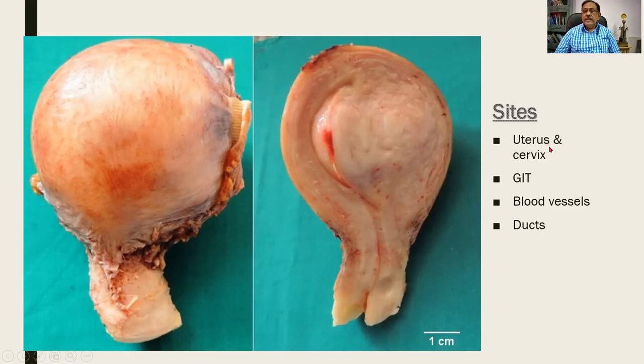The common sites are the uterus and cervix, but since it is a smooth muscle tumor, it can be seen in the GIT, the blood vessels, as well as any duct. But common things are more common. Please mention these two.